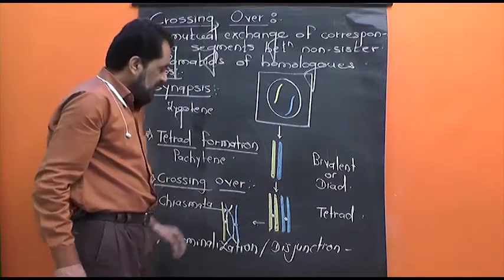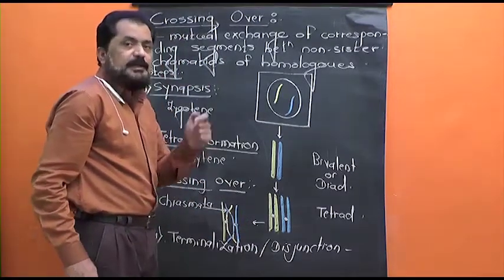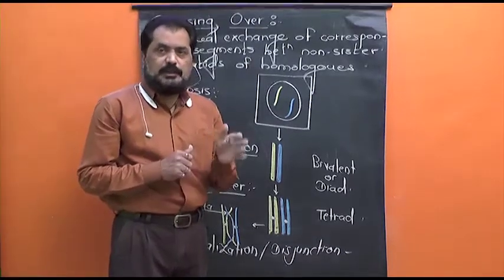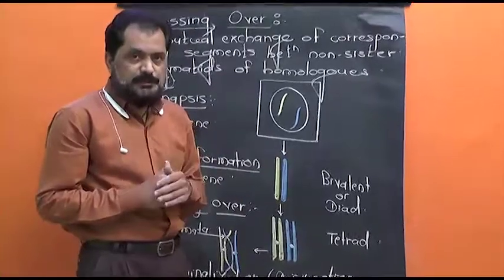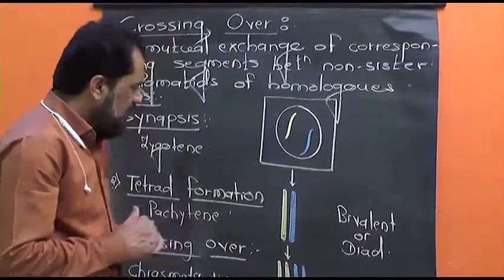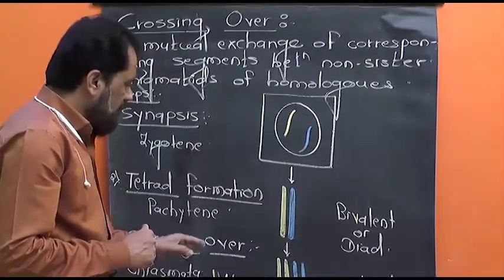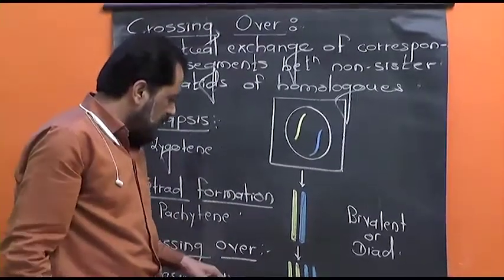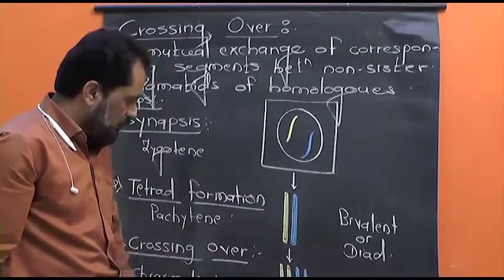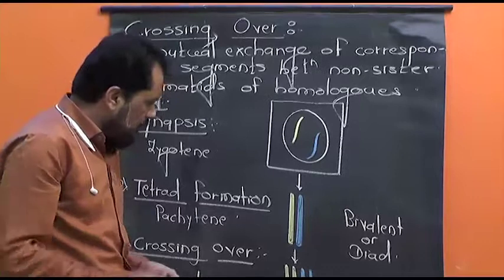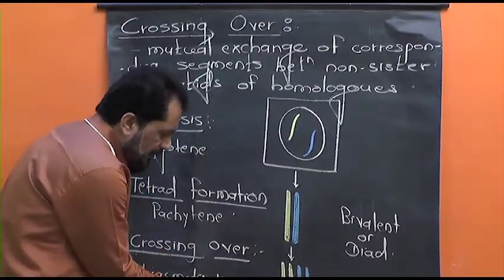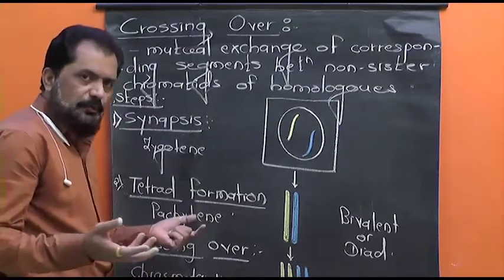It takes place in the diplotene and diakinesis. Of course, the terminalization does not get completed in prophase. It continues in metaphase also. So, in this manner, there occurs the mutual exchange of corresponding segments between the non-sister chromatids of homologous chromosomes. And now, due to crossing over, out of these 4 chromatids, 2 chromatids show genetic recombination.